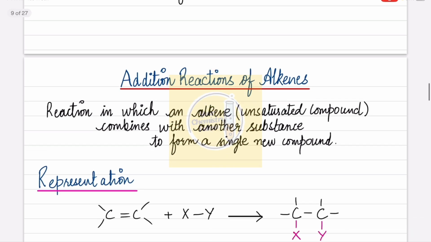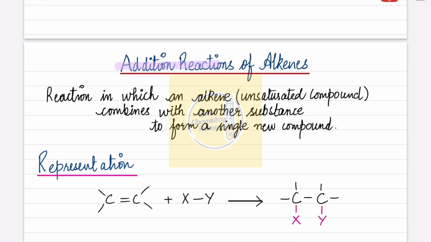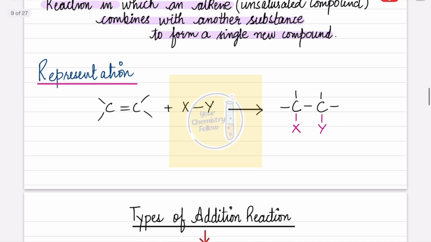Now, what are addition reactions? First of all, we will discuss the definition. A reaction in which an alkene combines with another substance to form a single new product. As the atoms are only adding up in the alkene, it will result in the formation of a single product only. No other products are formed in addition reactions. And it is the identification of an addition reaction that only one product is formed in it.